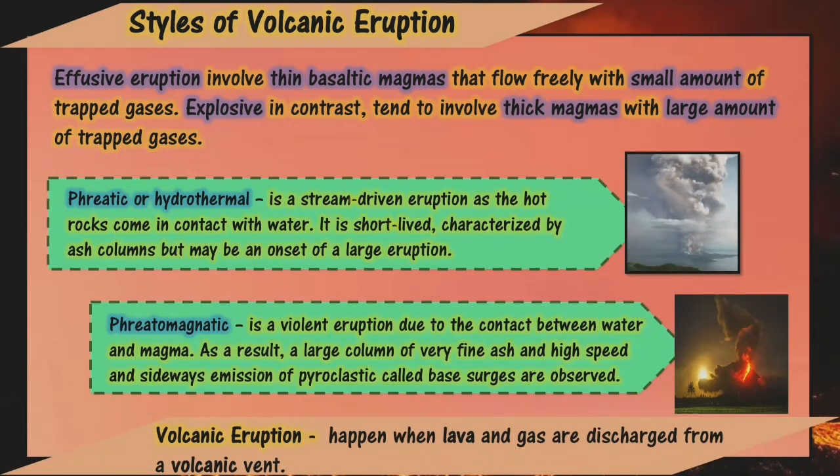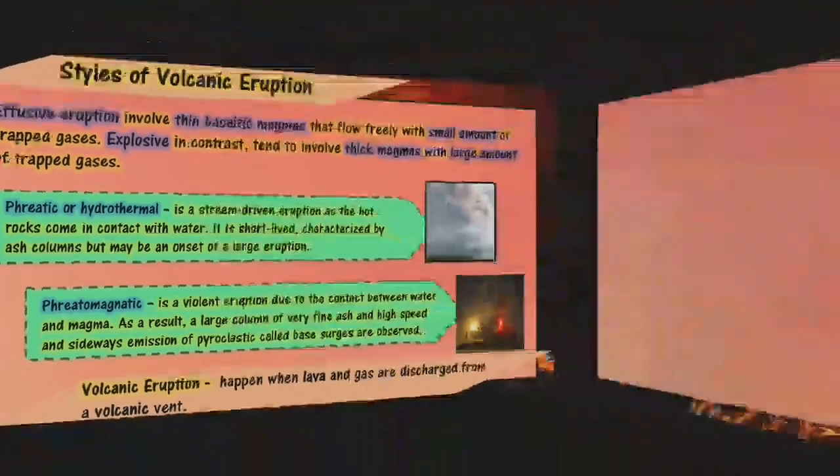The second one is phreatomagmatic. It is a violent eruption due to the contact between water and magma. As a result, a large column of very fine ash and high-speed, sideways emission of pyroclastic base surges are observed. The difference between the two: phreatic is steam-driven, where hot rocks come in contact with water, while phreatomagmatic is due to the contact between water and magma.